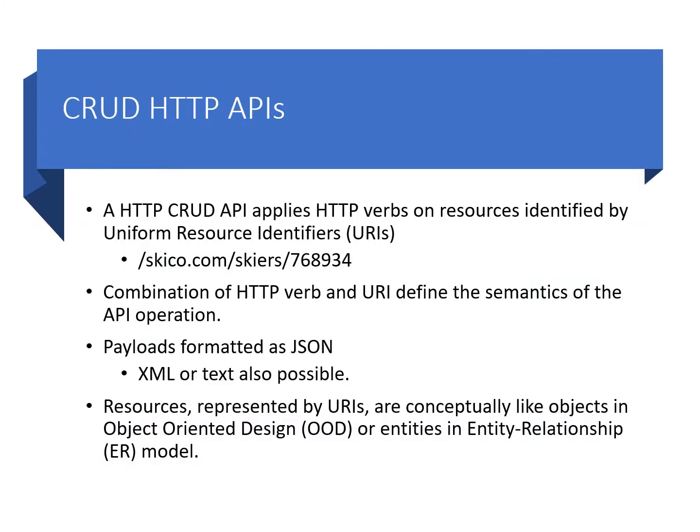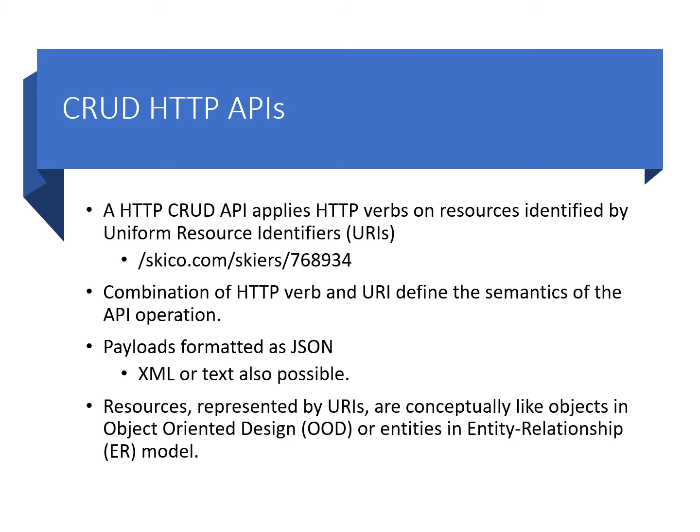A HTTP CRUD API applies HTTP verbs on the resources identified by a Uniform Resource Identifier, or a URI. So from the previous slide, we could apply an operation to this URI, which identifies a specific skier, 768934. A HTTP GET request to this resource would return the complete profile for the skier in the response payload, such as their name, address, number of days visited, and so on.